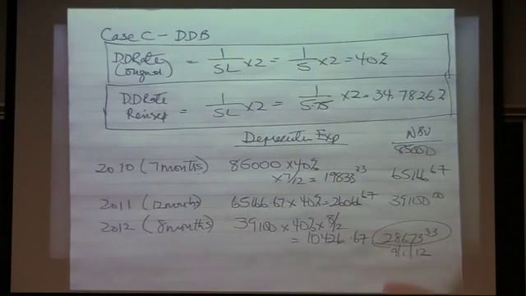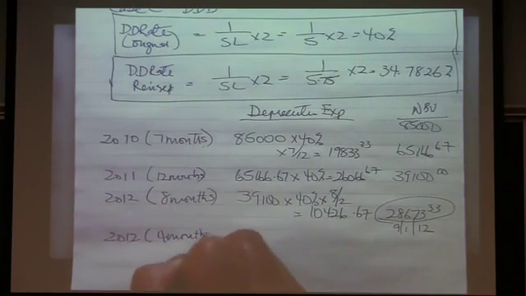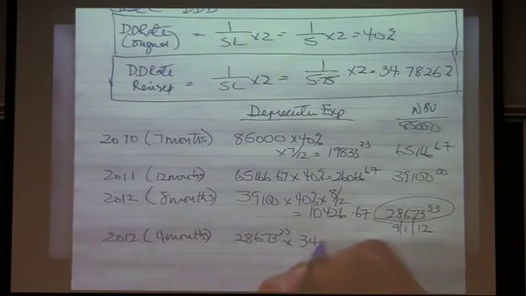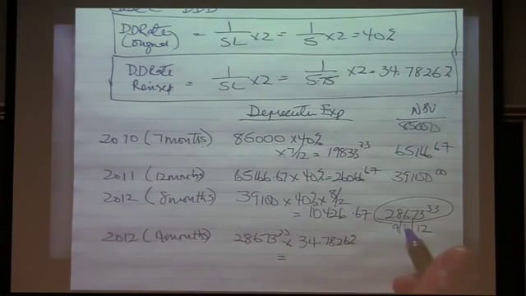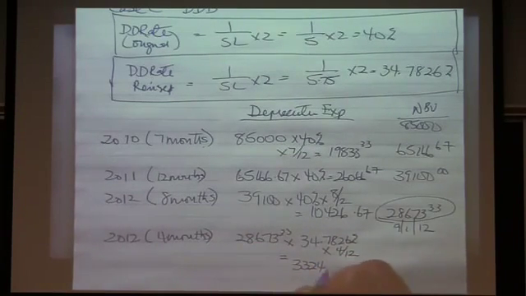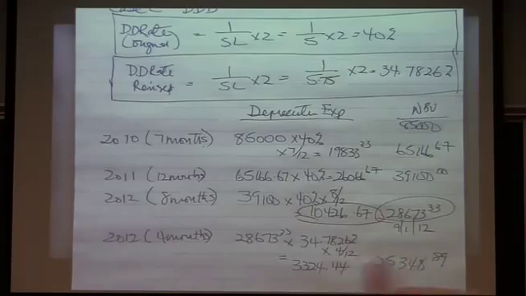Okay, and that's what we're going to use to calculate the remaining 2012 for 4 months. So we're going to take the net book value times 34.7826%, times 4 over 12, of course, because it's only 4 months, right? Is 3,324.44. And that gives us a net book value of 25,348.89. So really, for 2012, the amortization expense that you're going to record is the sum of these two.